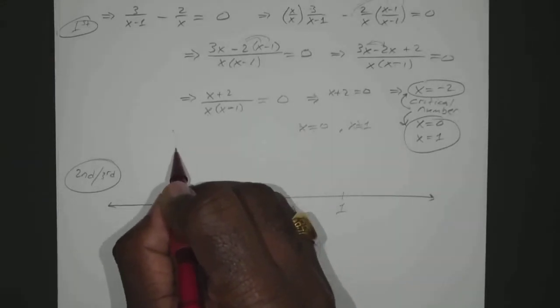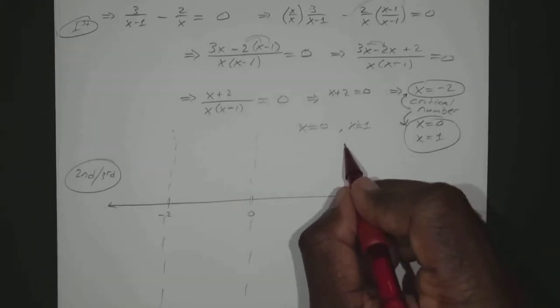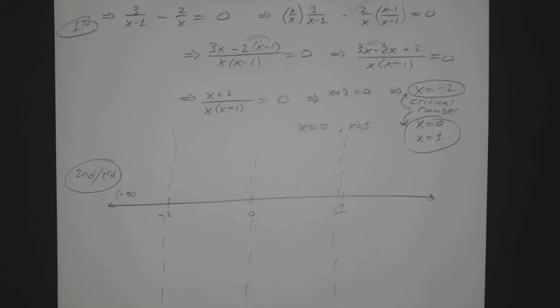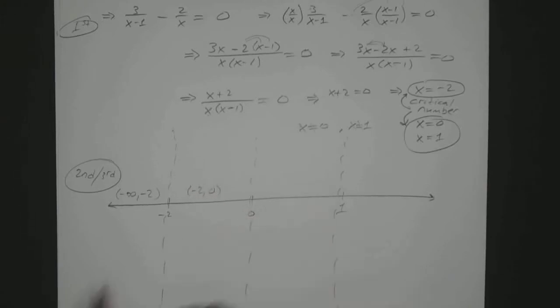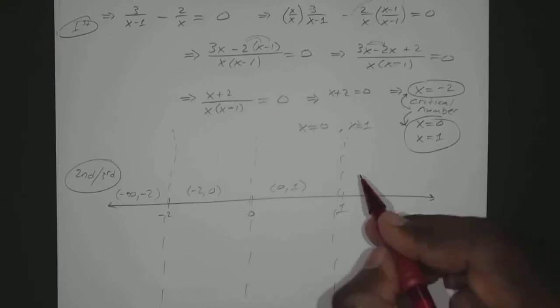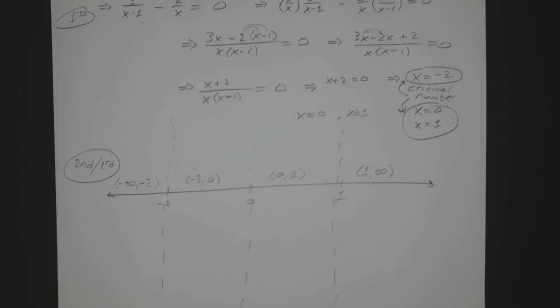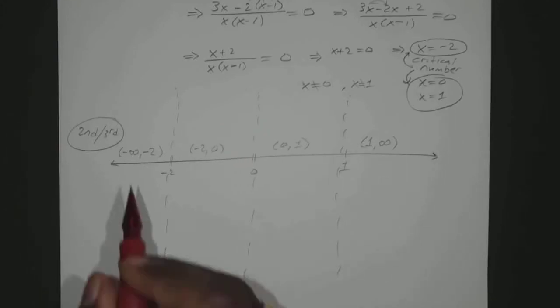Okay, and we pick our intervals in between them. So this is negative infinity to negative 2. This is negative 2 to 0. And this is 0 to 1. And this is from 1 to infinity. Okay, so we pick our test values in between each one of those.